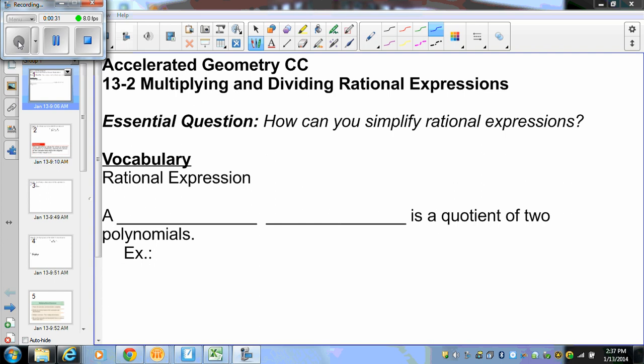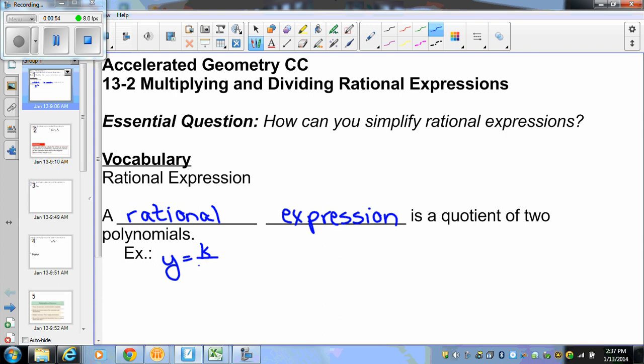So logically, this next fill in the blank, you can probably figure out what goes here. A rational expression is a quotient of two polynomials. One example of a rational expression would be the inverse variation from section 13-1. So y equals k over x is actually a rational equation. If I just wrote k over x, that would be a rational expression. But any two polynomials written in a fraction, basically, are a rational expression.